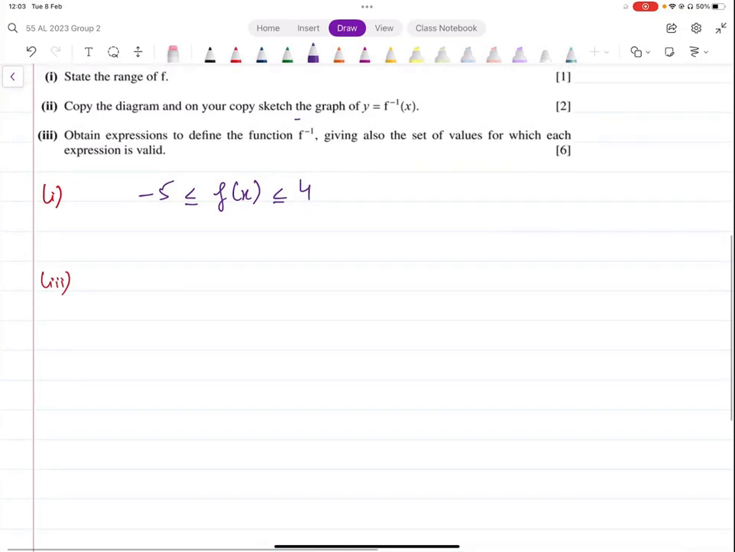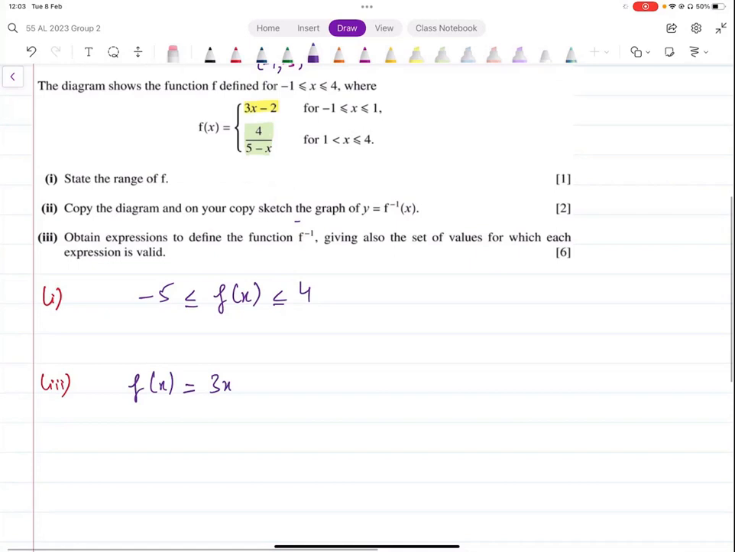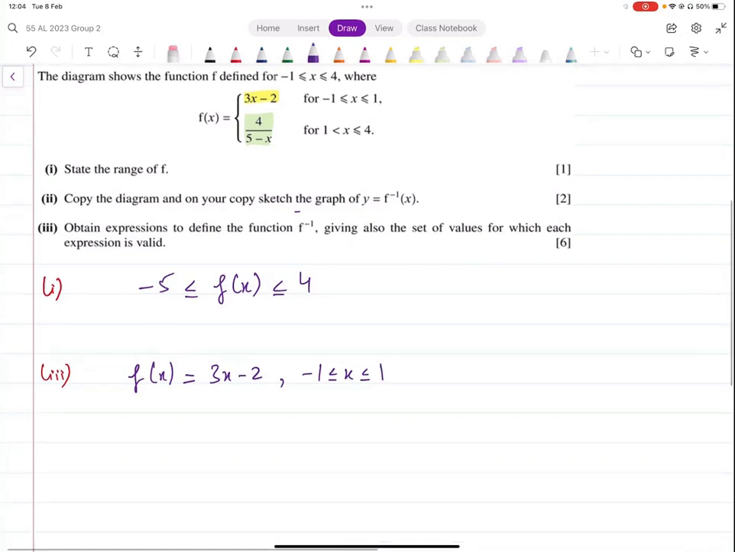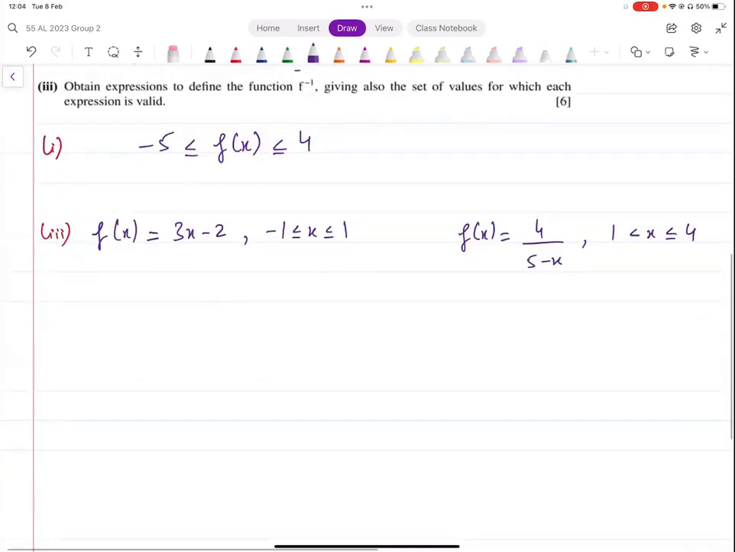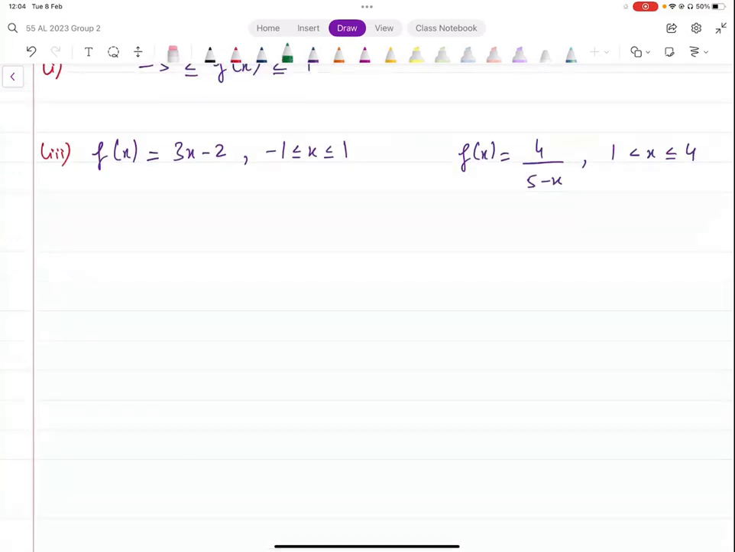We've got the function. We've got two parts of the function. What is one part of the function? 3x minus 2. Where is that defined? That's defined for x between -1 and 1. That's one part of the function. We'll find its inverse separately. The other part of the function is f of x equals 4 over 5 minus x, and the domain for that is 1 to x and then 4. This is its domain. We find the inverse function for both of them separately.